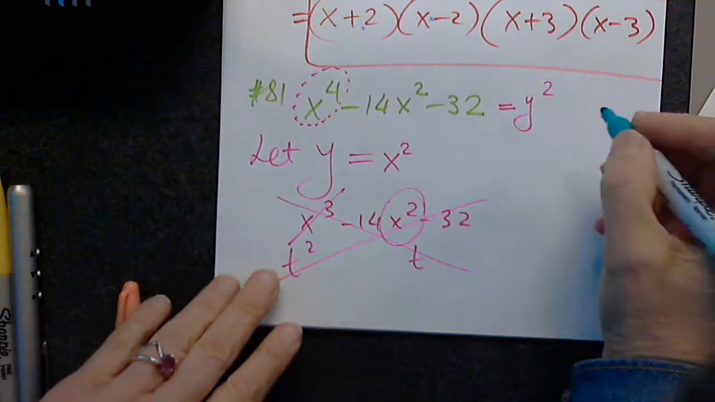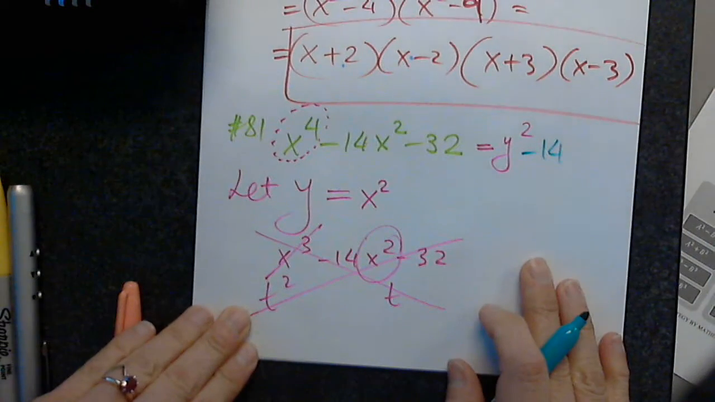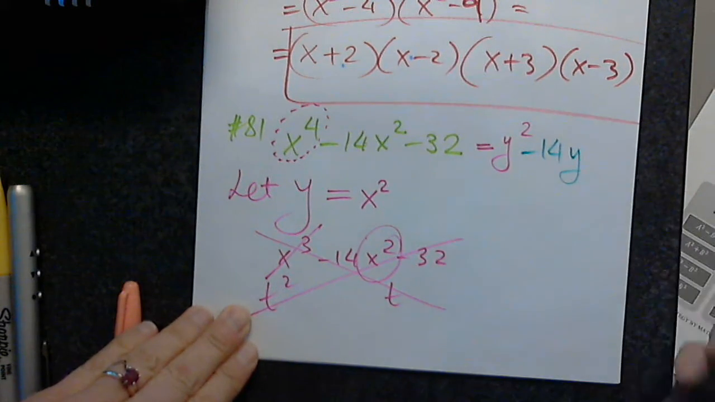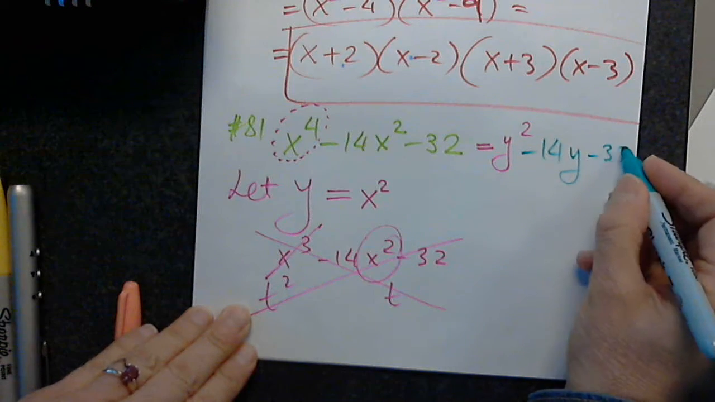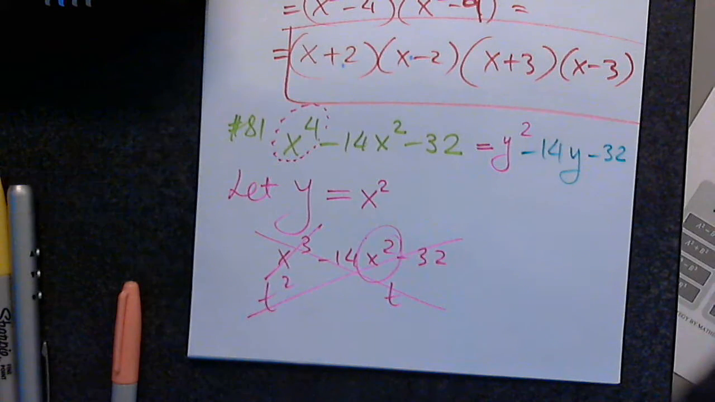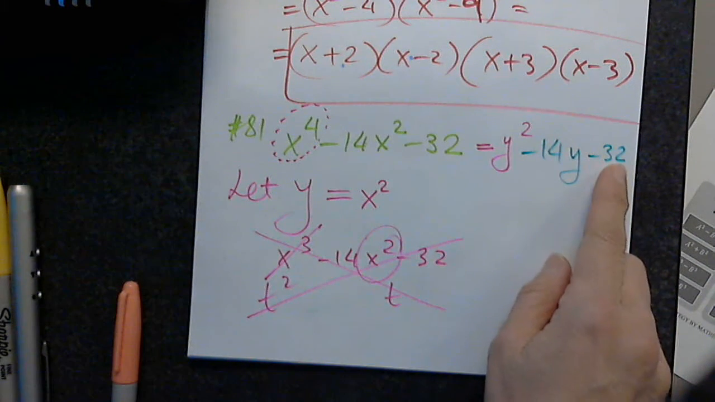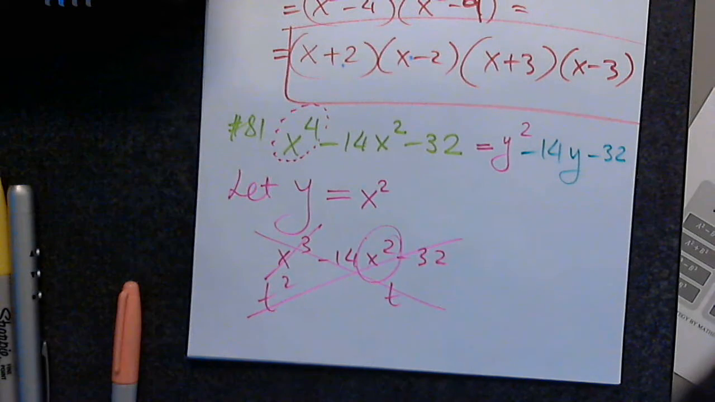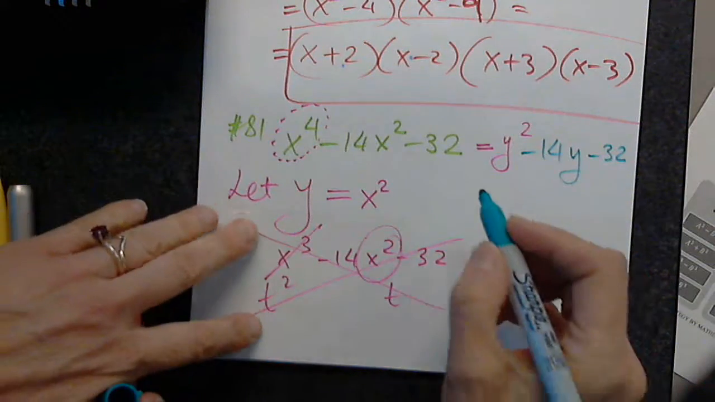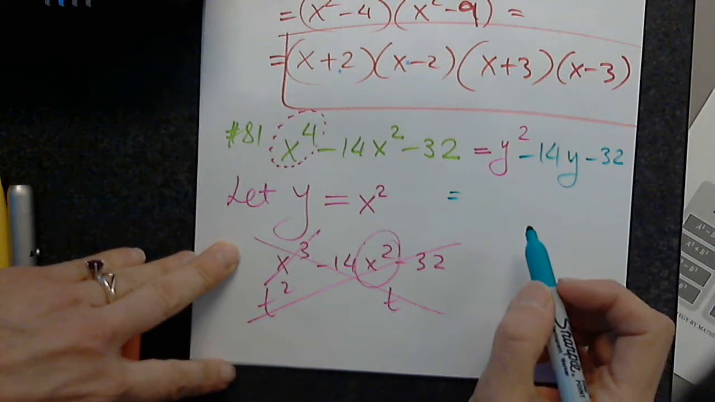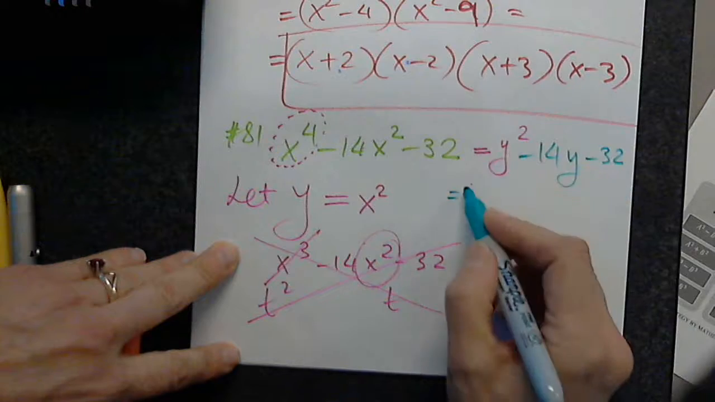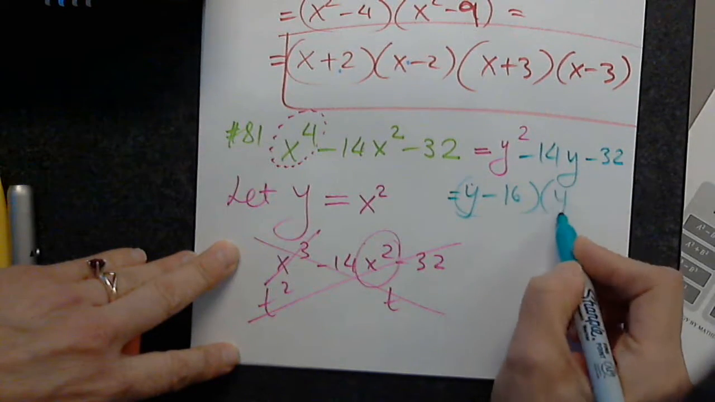Minus 14y, very good, minus 32. This, I know how to factor. Good. So the product is negative 32, the sum is negative 14. Can I find two numbers, one negative and one positive, because the product is negative? Negative 16 and 2. Very good. So then how do I continue here? You say y minus 16, y plus 2.